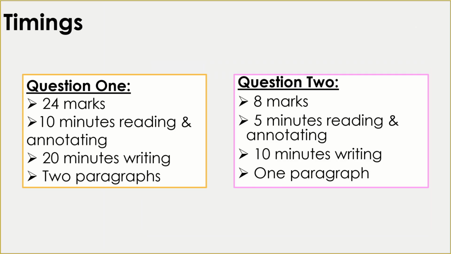This leaves us with 15 minutes left to complete the comparison question. The comparison question will always ask you to compare the poem from the 24 marker that you have already read and annotated with a fresh poem. For this question, I usually advise students to go for 5 minutes reading, annotating and planning, and then 10 minutes writing 1 paragraph. And this is how to do it.